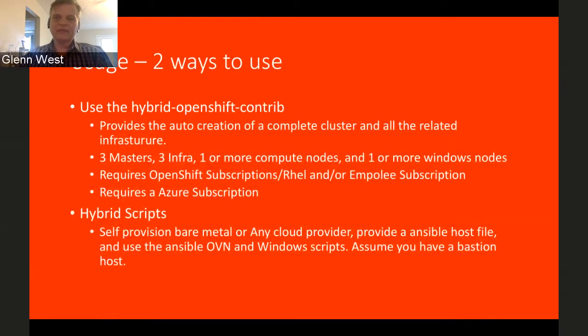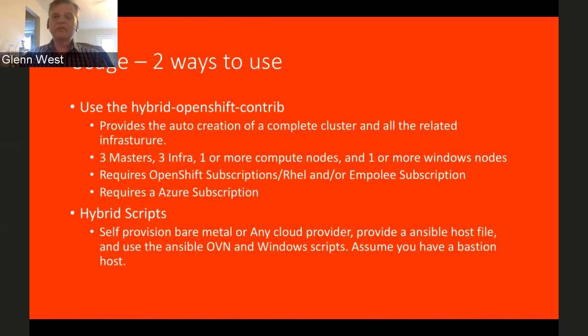So basically, there's two ways to use this. You can use the Hybrid OpenShift contrib, which does the auto creation of the complete cluster, all the related infrastructure, giving you 3 masters, 3 infra, 1 or more Linux compute nodes, 1 or more Windows nodes. It does require OpenShift subscriptions as well as RHEL. You can use your employee sub if you're a Red Hatter. It does require an Azure subscription as well.